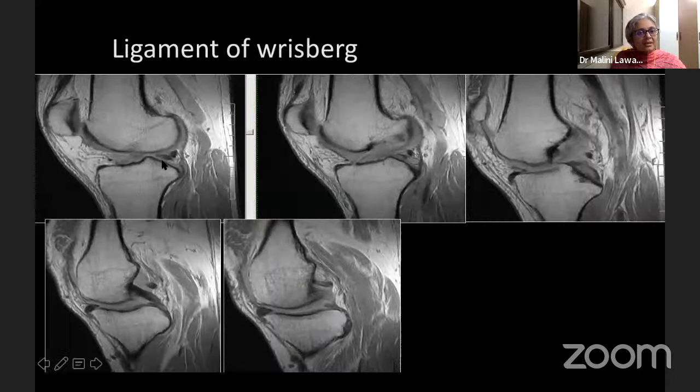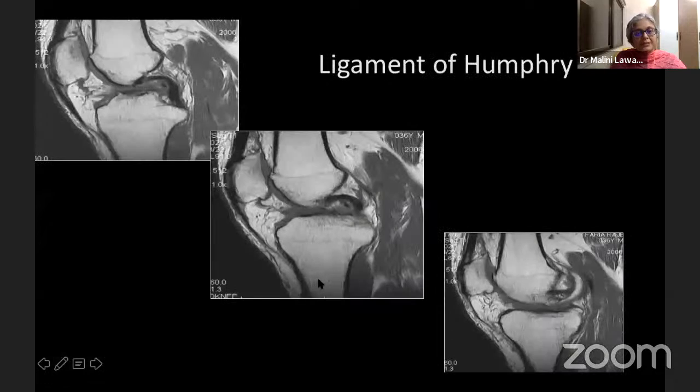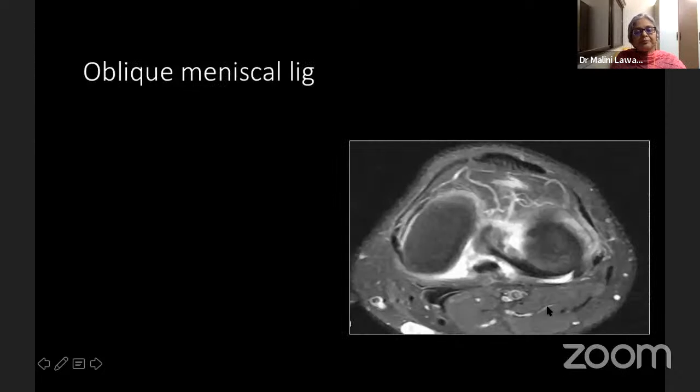Here again, another example. Is this a tear of the posterior horn of lateral meniscus? Maybe, but I trace that dark structure. It goes behind the posterior cruciate ligament and attaches to the medial femoral condyle. So this is the meniscofemoral ligament of Wrisberg. Similarly, you may have a ligament of Humphrey. You can see this small structure here. So again, if you trace it, you know that it is a normal ligament. This may be of different sizes in different people, and may be quite prominent in some.